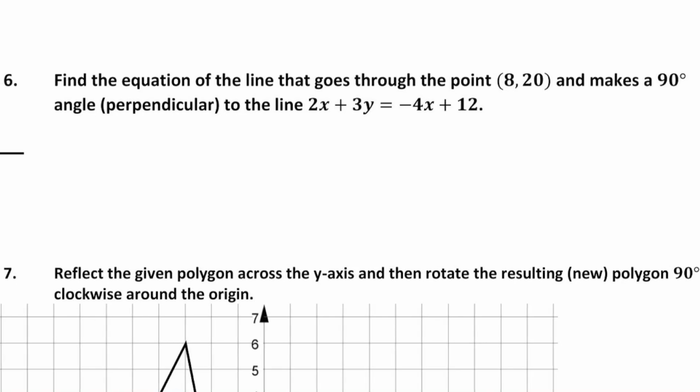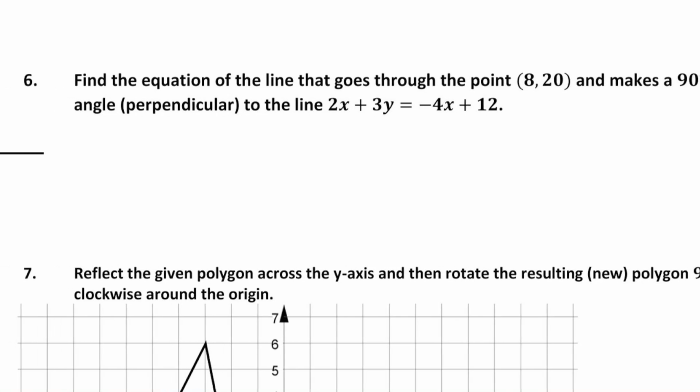So I need a line that does two things. One of the things is that this has to live on the line, and when I plug in 8, I better get the answer 20. That has to be the case. (8, 20) has to be on the line. I have to go through that point. And the other thing is that I have to make a right angle with this line.